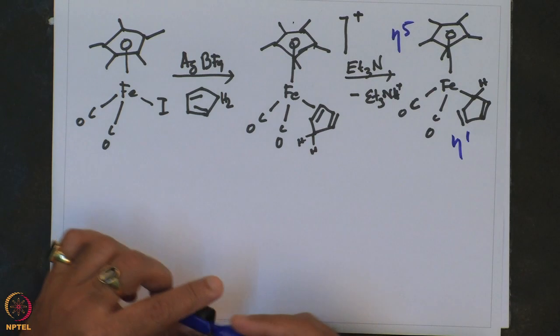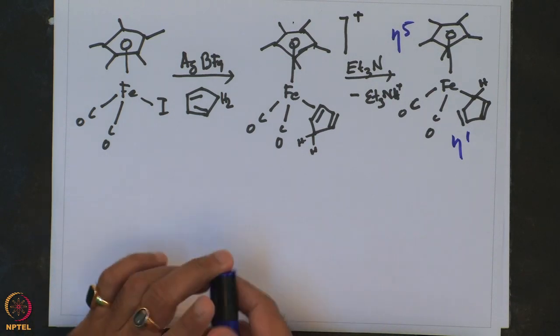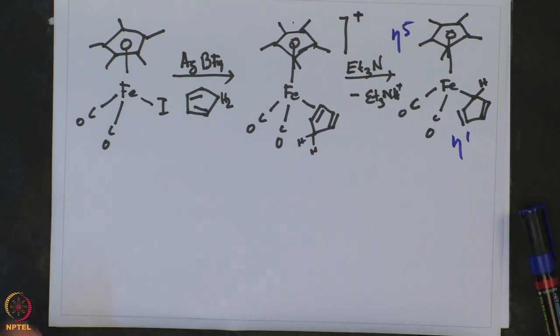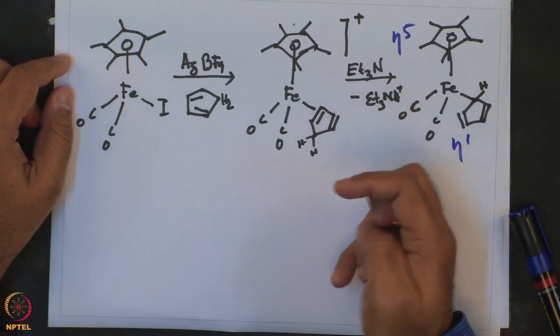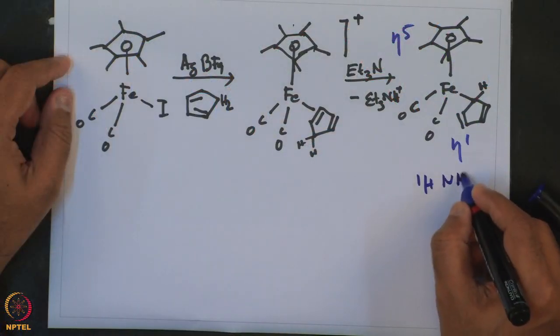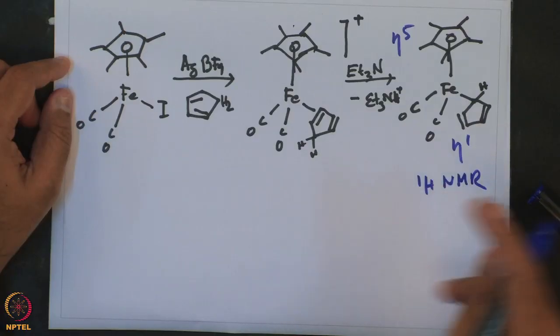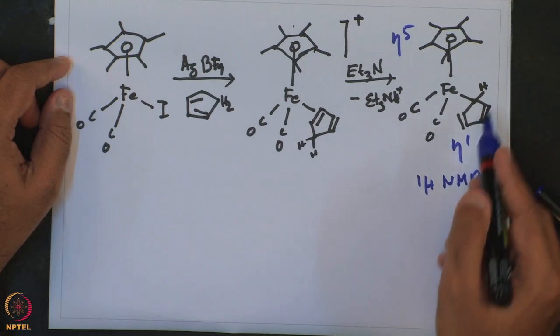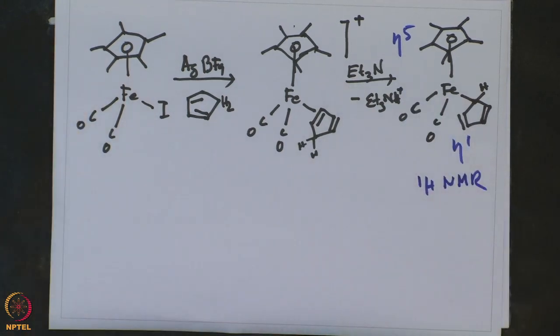as eta 1 bound cyclopentadienyl ring, and the differential binding of this cyclopentadienyl ring is easily picked up in proton NMR spectroscopy, where the fluxionality of these protons is greatly visible.